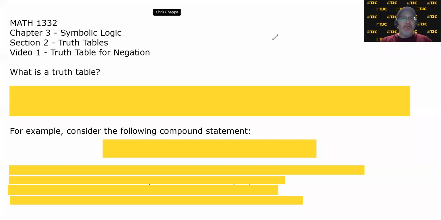Math 1332, Chapter 3, Symbolic Logic, Section 2, Truth Tables, Video 1, Truth Table for Negation.